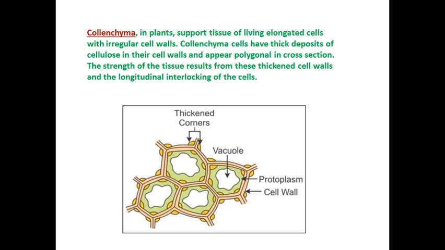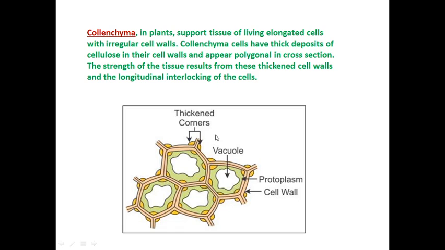Now coming to another type, that is collenchyma. We are studying the ground tissue. Please remember, this is the second type of the ground tissue. In plants, it is a support tissue of living elongated cells with irregular cell walls. Collenchyma cells have thick deposits of cellulose in their cell walls. Here you see, these are the collenchyma cells, but at the corners they have thickenings. Here you see in yellow, these are the thickenings present on the walls. This thickening is actually a deposit of cellulose.